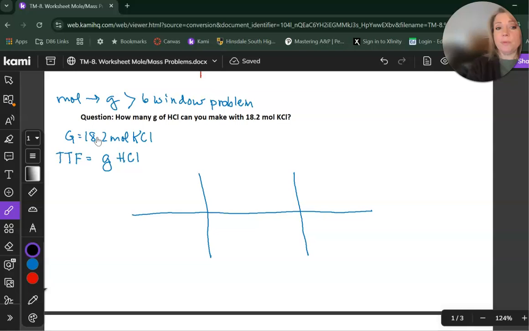And like I mentioned before above, I'm going to write my given in the upper left-hand corner. So my given is 18.2 moles of KCl. Notice that I not only have the number there, but I have the unit and I have the formula for the compound that I'm talking about. You should write the same thing.